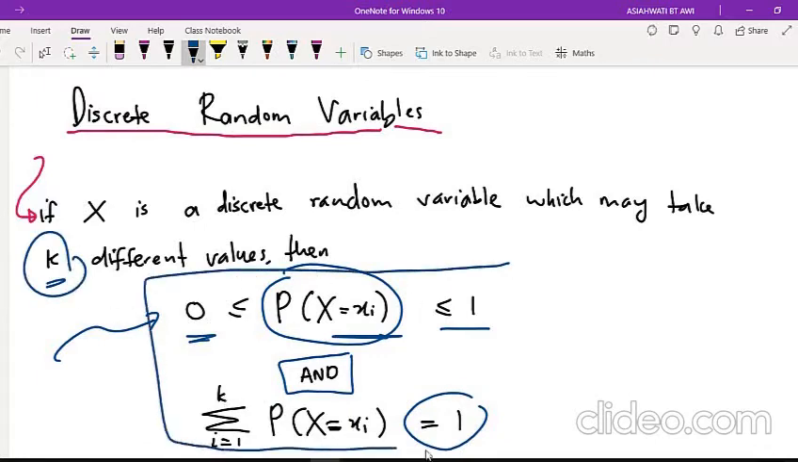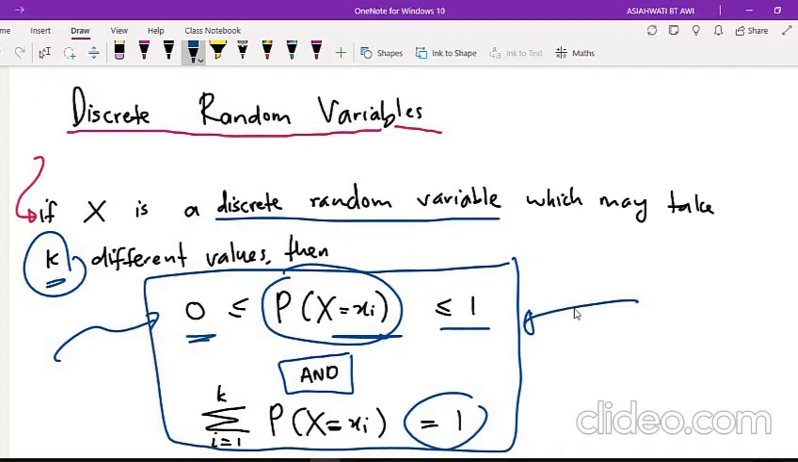It needs to satisfy the two conditions to say that this is a discrete random variable. It's very important. You have to remember the two statements: probability lies between 0 and 1, and total probability is equal to 1.